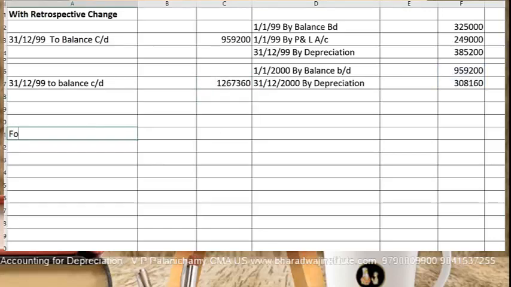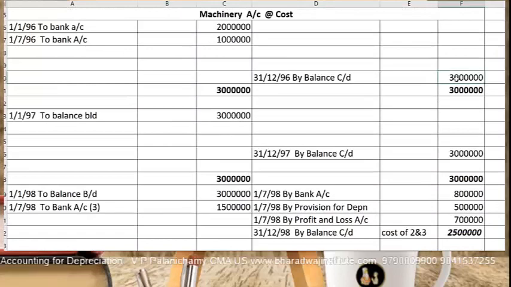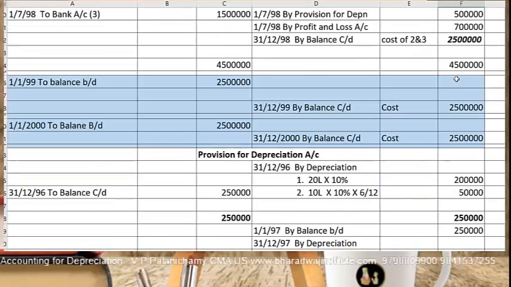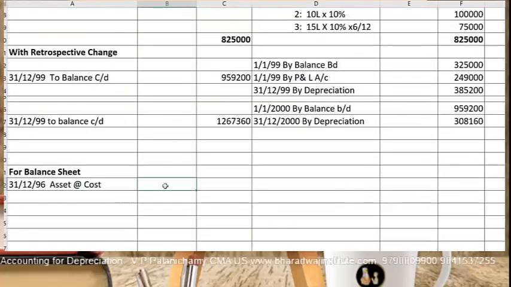And for balance sheet purpose, we will show the asset minus depreciation. At the end of the first year, 31,12,96. What is the asset cost price? What is the cost price of the asset? You can check the ledger accounts. Don't copy, I'll give you time to copy. This 30 lakhs is the asset cost. And depreciation will be there in the provision for depreciation account. This 2,50,000. So 30 lakhs is the asset cost.